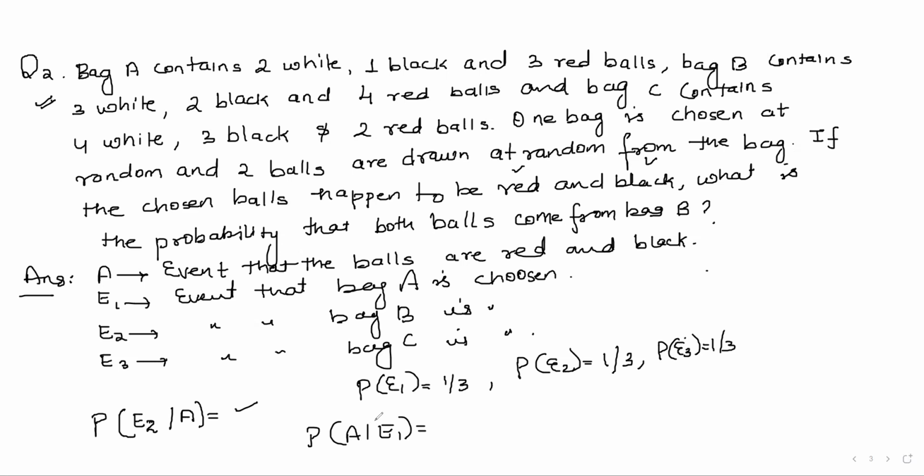Nabil, can you tell me what's the probability of this? A by E1 means from the first bag you are selecting a red and a black ball. Six by nine, sir. Why is it 6 by 9? We are drawing one red ball from three, so 3C1, into one black from one black, so 1C1. How many total balls are there? 2, 3, 3, 6. So 6C2. Okay. Yes. Now solve. Okay, now similarly find A by E2, A by E3.